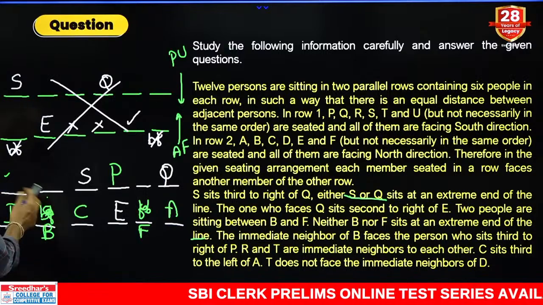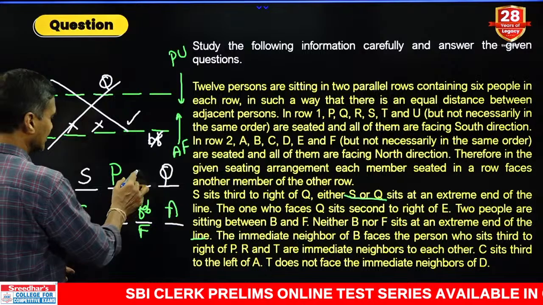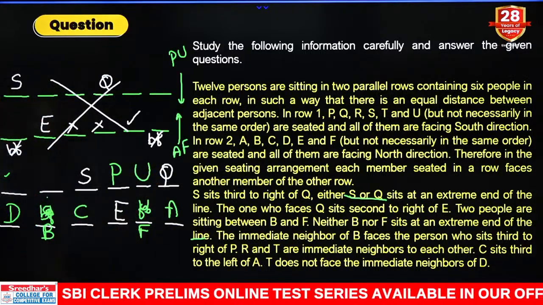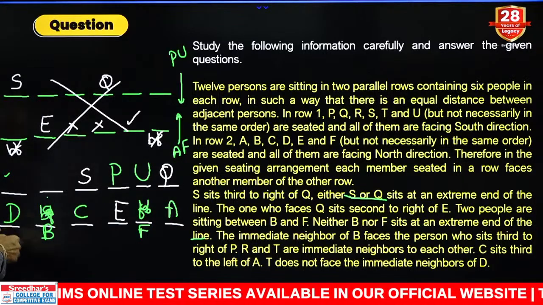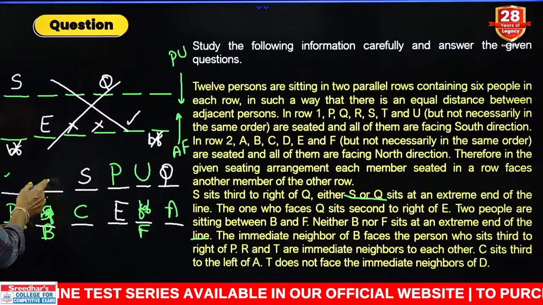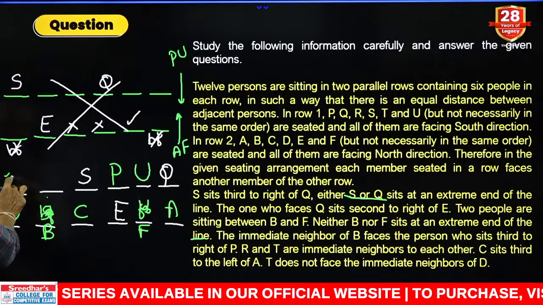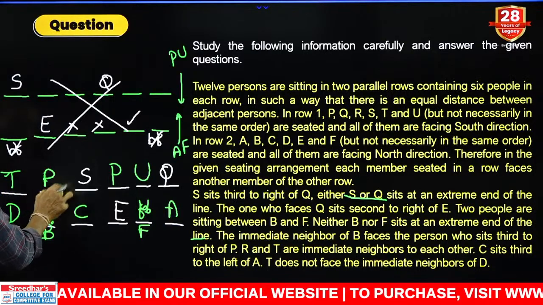R and T are immediate neighbors. With R and T as immediate neighbors, who is left over, tell me? U must be at this place. And T does not face the immediate neighbor of D. Who is the immediate neighbor of D, tell me? This person is not opposite to T, and T cannot be here. T is here and R is here.